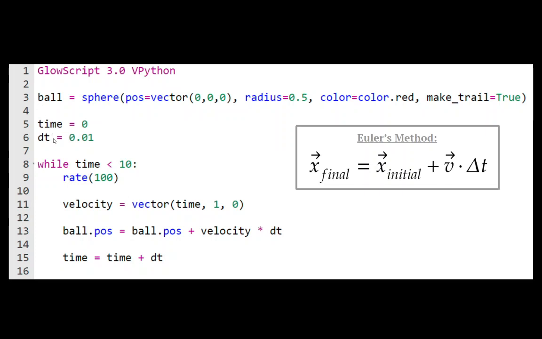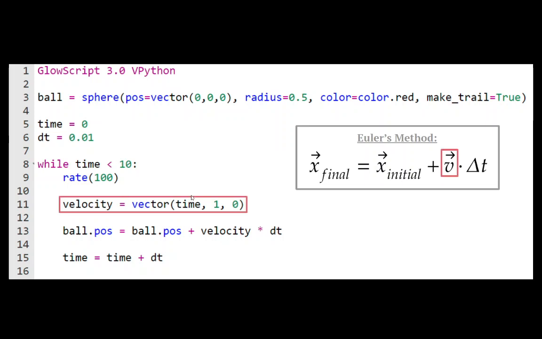On line 5, we create a variable for time starting at 0, and on line 6, we make a variable for some small step in time, dt. In this case, it's 100th of a second, which corresponds with the delta t that we use in Euler's method. On line 8, we make a loop that will keep going as long as time is less than 10 seconds. And on line 9, we use the rate function to specify the number of loops we want per second, or the number of frames we want per second. Since dt over here is 100th of a second, running at 100 loops per second means that we'll be moving at real time, and 1 second in the program is going to equal 1 second in real life.